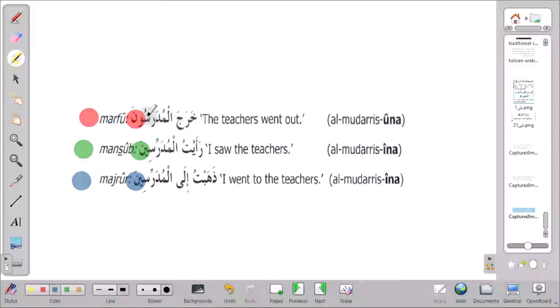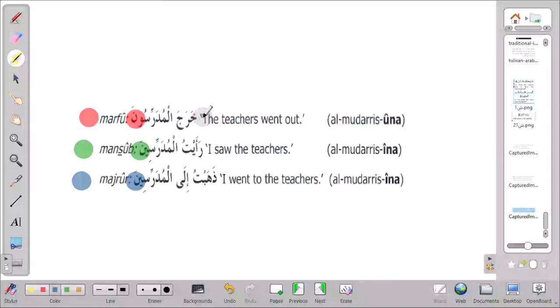So kharajal mudarrisuna, that is marfu. Ra'aytul mudarrisina, that is mansub. Zahabtu ilal mudarrisina, that is majrur. So when it is majrur and mansub, it will be yai. But when it is marfu, it will be waw wa nun at the end.